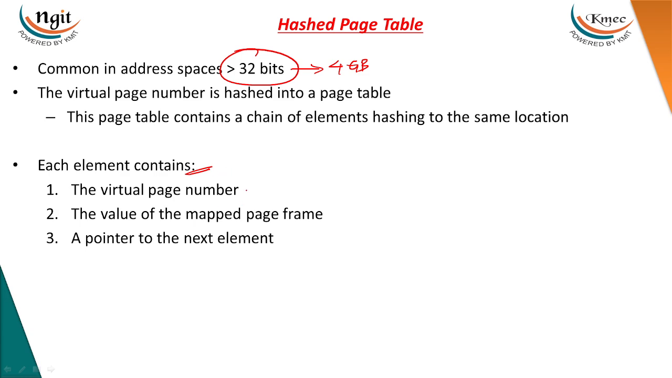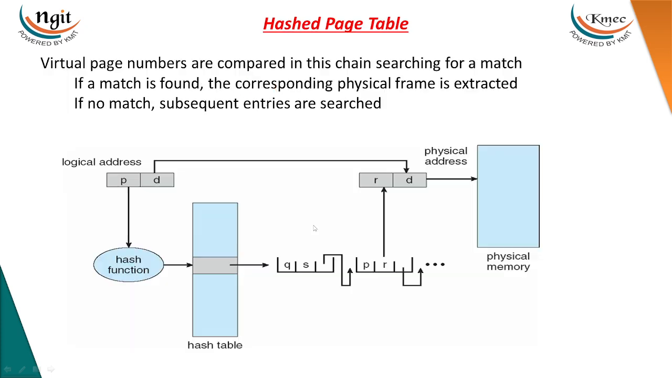In the linked list, the first element will be your virtual page number, VPN, and the second element will be the value of the mapped page frame. So there is a page frame for this particular page number, and the third one will be a pointer to the next element.